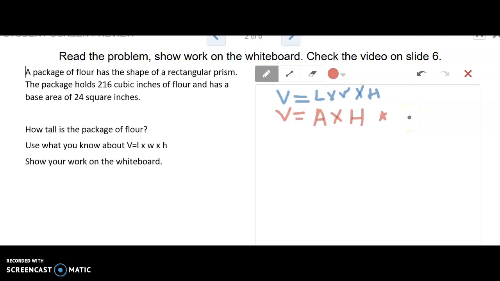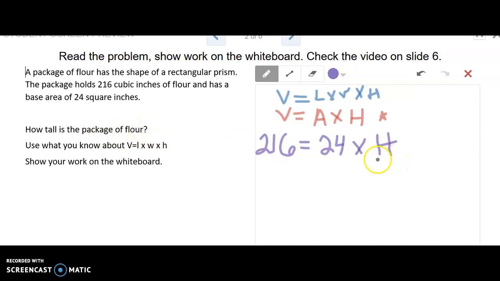So now I'm going to fill in a few of these things to see what we know. All right. We know the volume is 216, and I'm just going to leave out my labels for right now. We'll get back to those at the end, but for right now, I'm going to focus on just the numbers. So we know that the volume's 216. We know that the base area is 24. We do not know what the height is. That's what they want us to find out. That's what it says over here. How tall is the package of flour?